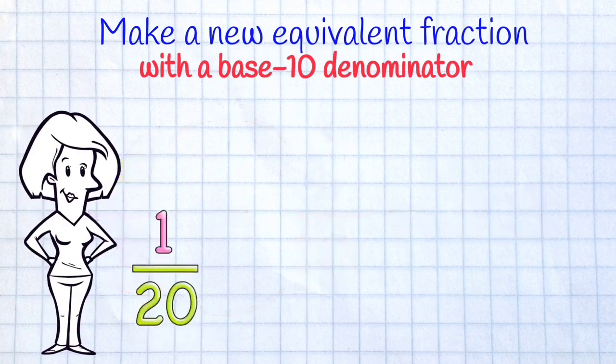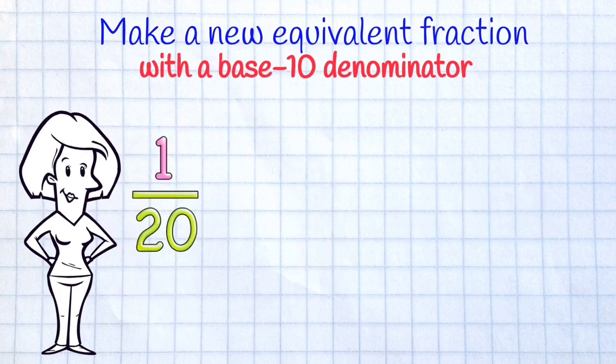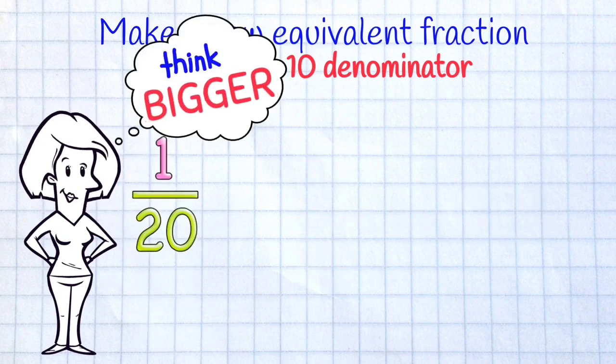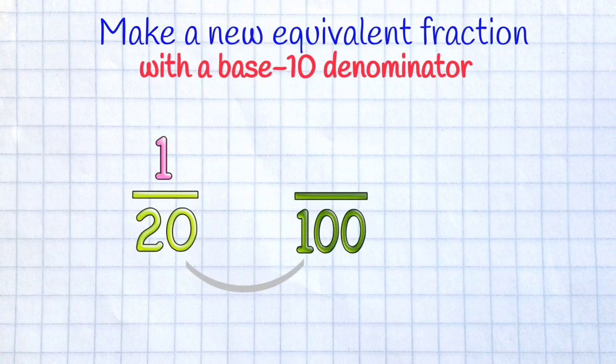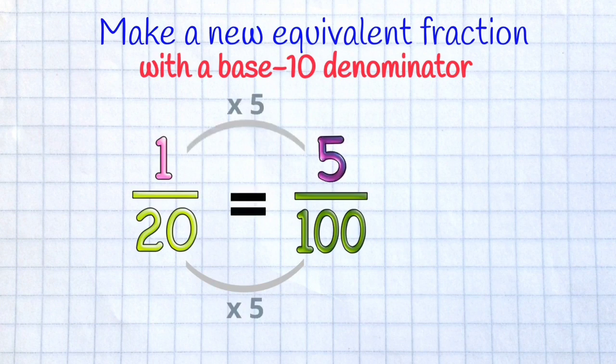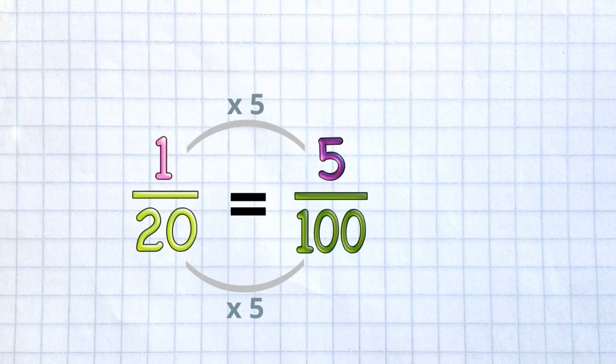Clear? So for this, 1 over 20. Now think bigger: how do we convert this into hundredths? So what will we multiply? Yes, we will multiply by 5 and the same in the numerator. You will get 5 over 100.